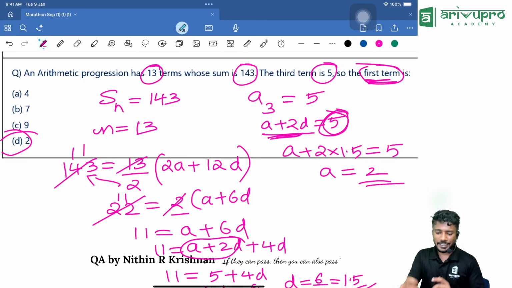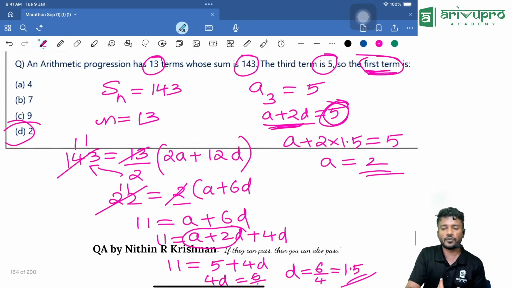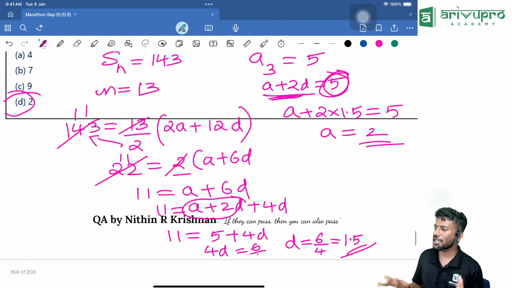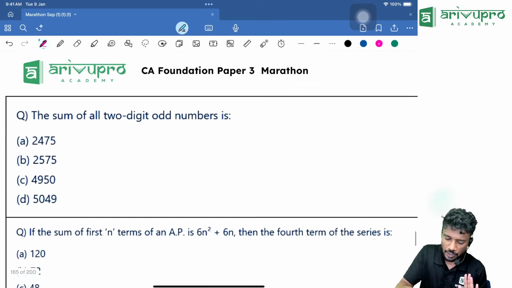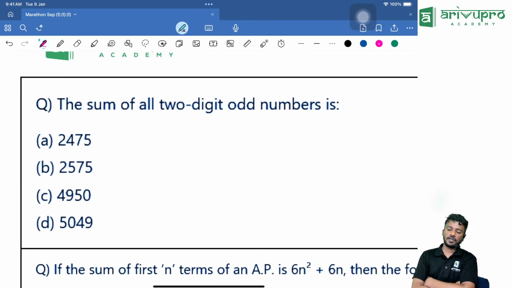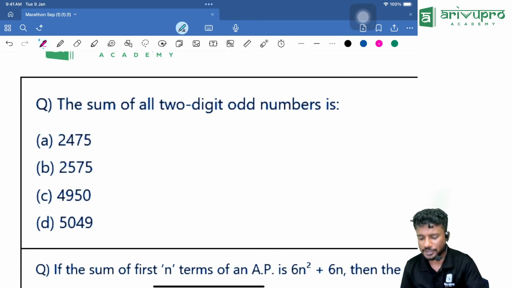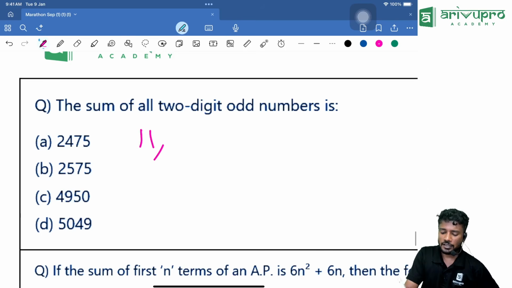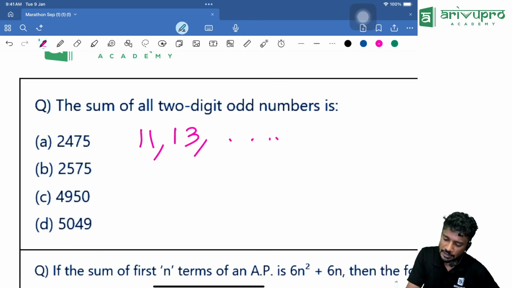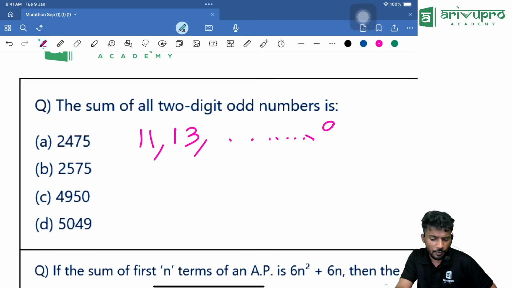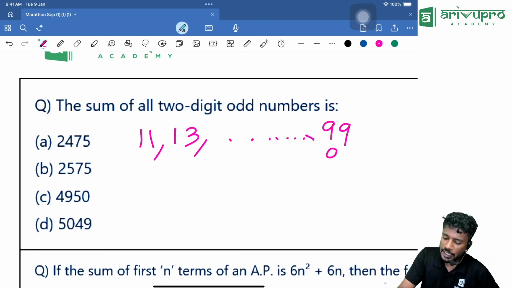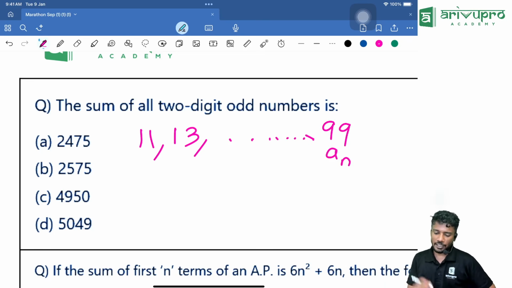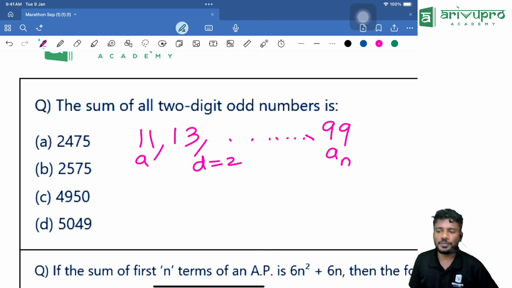And whatever you studied till now should also be used for sum of n terms of an AP. Yes. Now, get me the answer. Sum of all 2-digit odd numbers. What are the 2-digit odd numbers? 11 is there, 13 is there, and so on. The last 2-digit odd number is 99. Do you know an? an is 99. Do you know a? That is 11. Do you know d? d is nothing but 2.